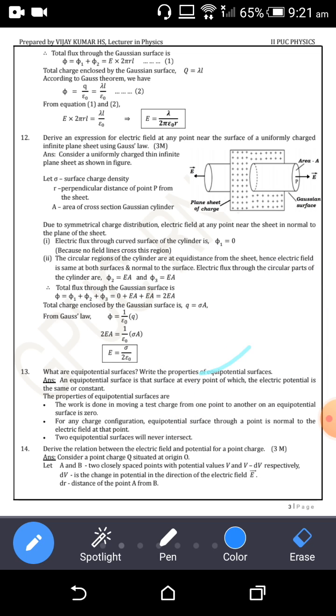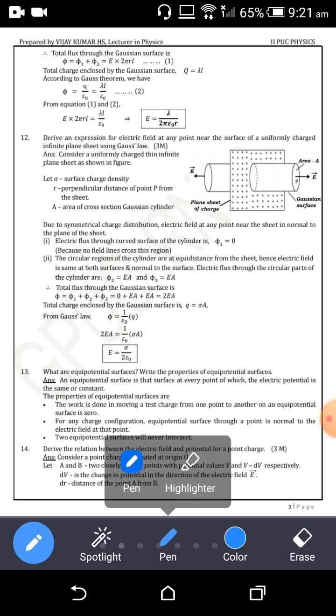The second property is that for any charge configuration, the equipotential surface through a point is normal to the electric field. As you know, the electric field lines are always perpendicular to the surface. So when you take an equipotential surface, the electric field will be normal to it.